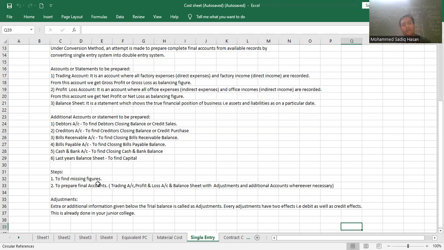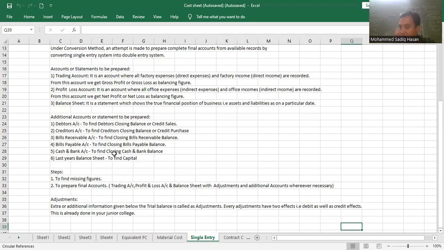And last is, if they have not given you the capital account, then you'll have to prepare last year's balance sheet from whatever information is given to you. Assets of last year, you're going to post on the asset side. Liabilities of last year, you're going to post on the liability side. Then accordingly, you take the total. Definitely your asset side will be more than the liability, so the difference will be on the liability side, which will be termed as capital, which is also called working capital. So these are the additional accounts you need to prepare in order to find these missing figures.